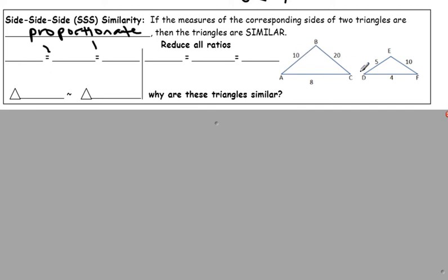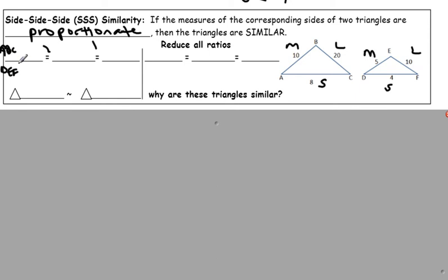So what I do is in each triangle I label smallest side in triangle ABC, middle side in triangle ABC, largest side in triangle ABC. And I do the same thing in triangle DEF. 4 is the smallest, 5 is the middle, and EF is the largest. And that helps me when I set up my proportion. So what I'm going to do is set up all my side lengths of triangle ABC over all my side lengths of triangle DEF.